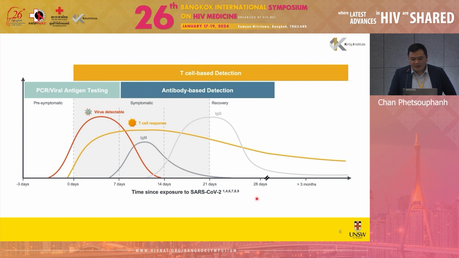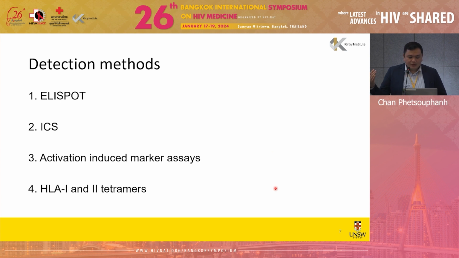Tony spoke to you about the assays that they use to detect antibodies. Antibodies generally wane quicker than T cell responses. You can measure T cell responses at the acute and the convalescent stage, and now more and more data is showing T cell responses following vaccination and hybrid immunity. I'll go through in detail the three main methods used to detect T cell responses, and these include the ELISpot, the ICS, and the AIM assay, or the activation-induced marker assay.